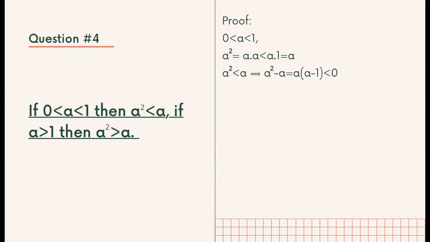For question 4, if 0 < A < 1, then A squared < A. If A > 1, then A squared > A. For the proof, 0 < A < 1, A squared equals A times A, which is less than A times 1 equals A. A squared < A, in this case, that means A squared minus A equals A(A − 1) < 0.